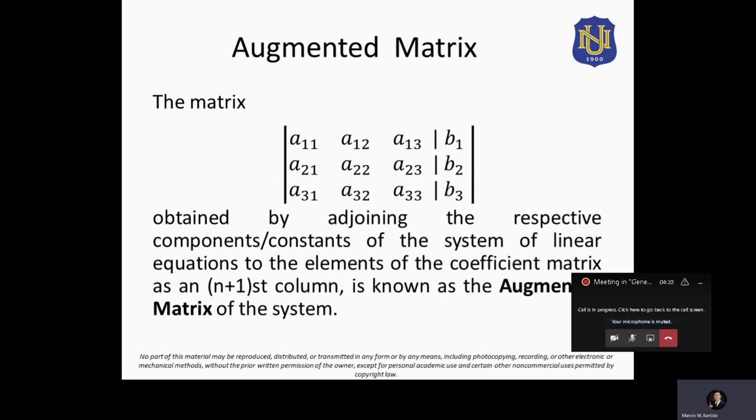Now, we also have what we call the augmented matrix. Aside from the coefficients of the equation, we also add the constants of the equations, b1, b2, and b3. We use this symbol. We just add the constants at the right side of the coefficient matrix. So that is the augmented matrix.